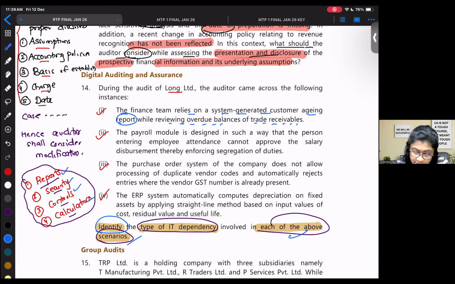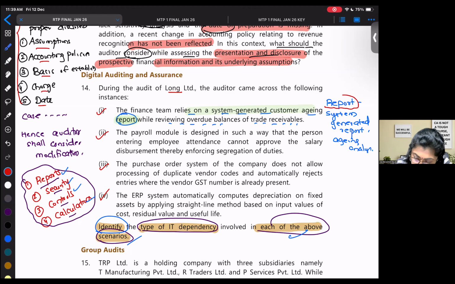So in that, the aging report is generated from the software or system, whatever it is. So in these four things which we said, now you are depending upon the system for the report. Okay, so the report is generated from the system. System generated report, like the aging analysis. So the first one answer is report.